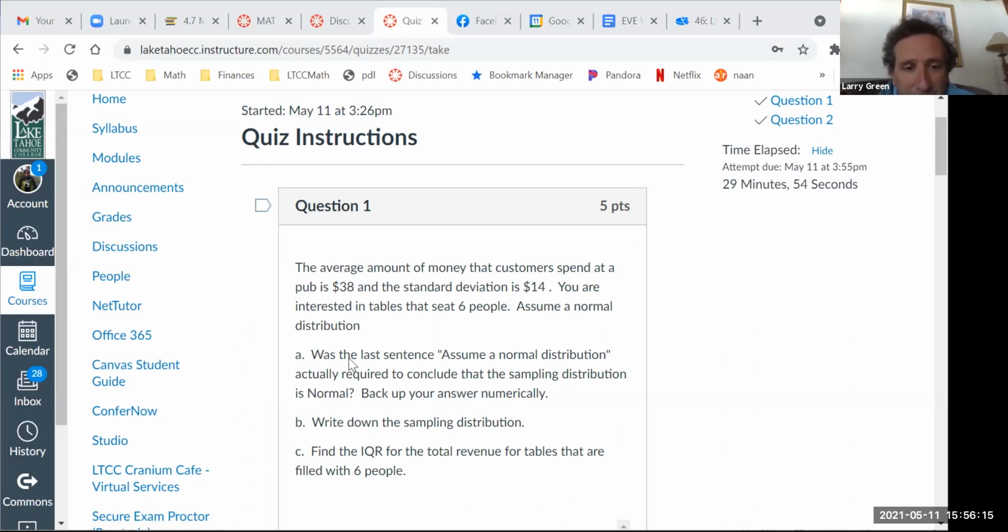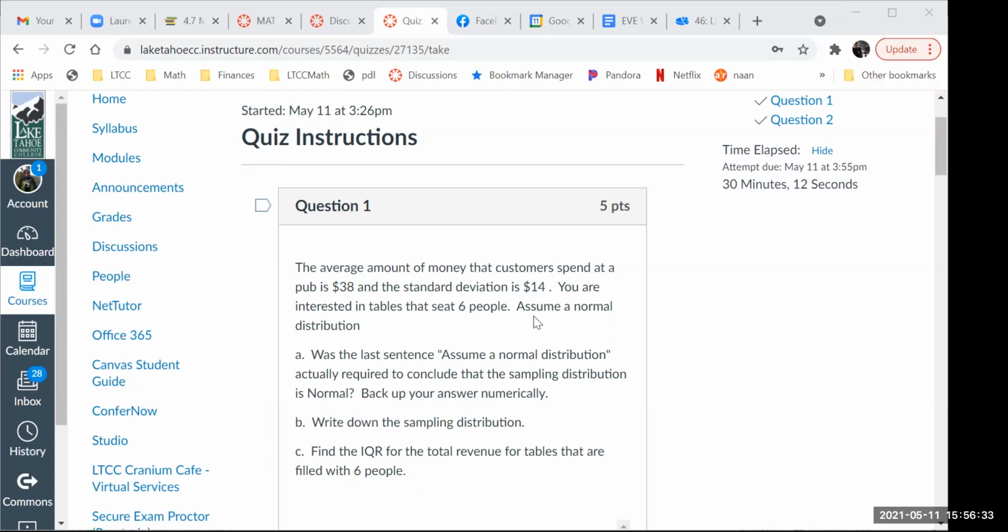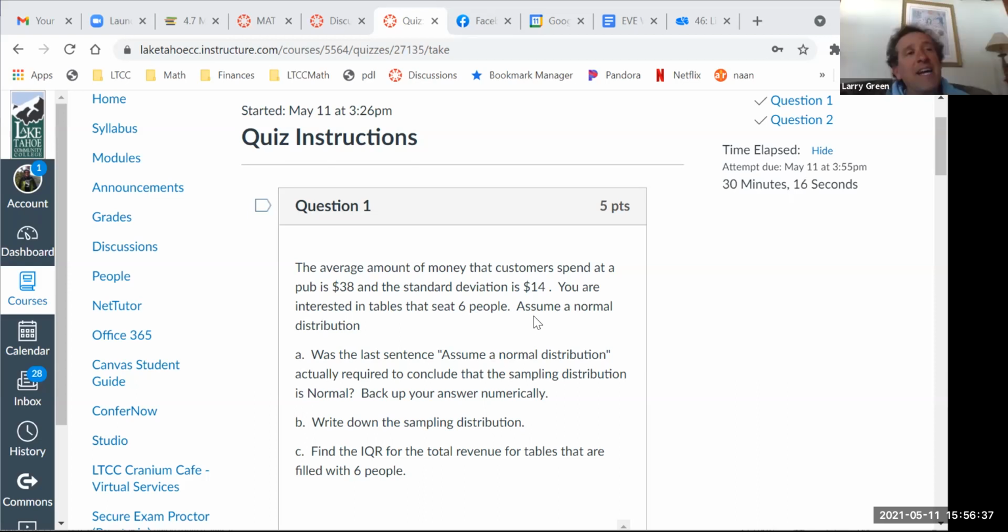The first was: is the last sentence, assume a normal distribution, actually required to conclude that the sampling distribution is normal? Back up your answer numerically. So what do you think? Did we need to assume the distribution was normal? If so, why? If not, why not? Yes, because the sample size is under 30. Actually, under 31, right? Because you have to be over 30. If you're going under, then it's 31. If you're going over, it's 30.